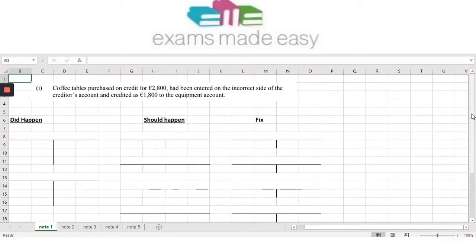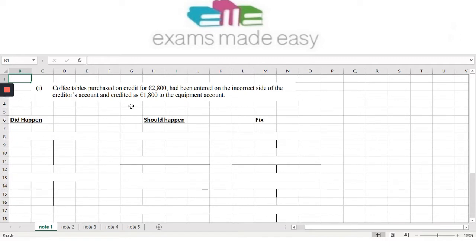This is how I approach the notes. I have a did happen column, a should happen column, and a fix column. Once I have the fix column, I'm able to transfer it to the journal entries for my 54 marks, and also for the rest of the question. It makes it very easy by using the fix column.